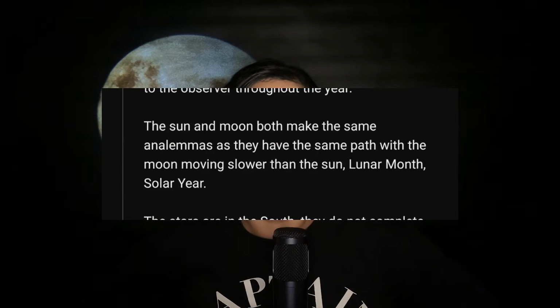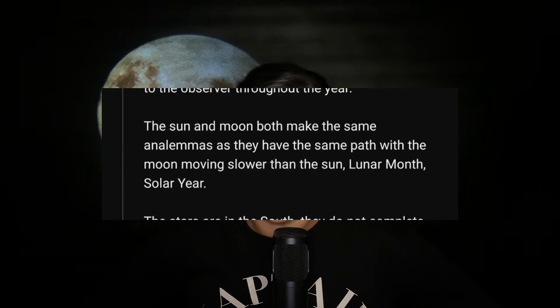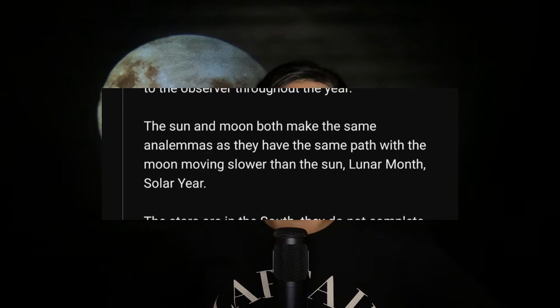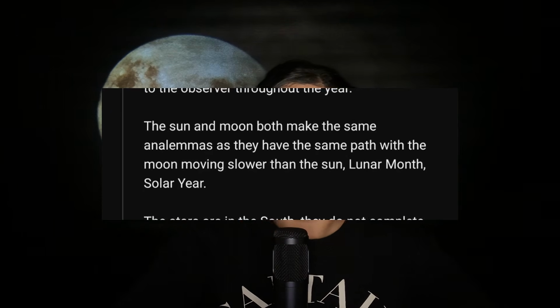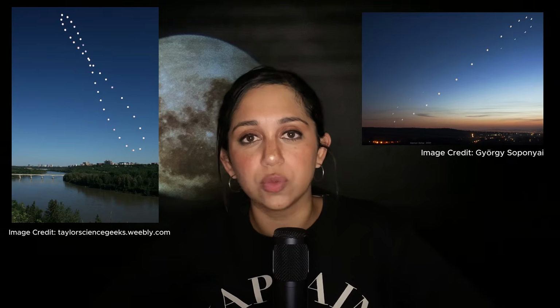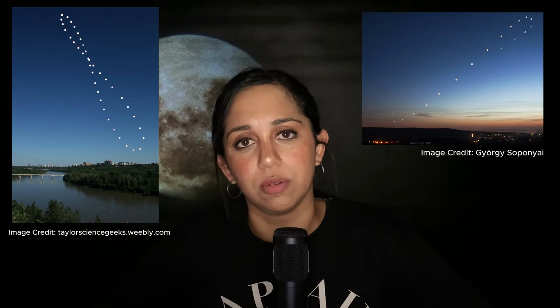Oh, and one more thing. Boom, roasted. The sun and moon both make the same analemmas as they have the same path, with the moon moving slower than the sun, lunar month, solar year. The sun's analemma comes from Earth's tilt and orbit. The moon's motion is way more complex due to its orbit around Earth. It does not trace the same analemma. So this is just incorrect.